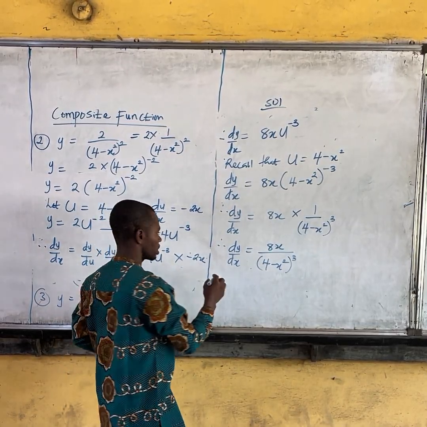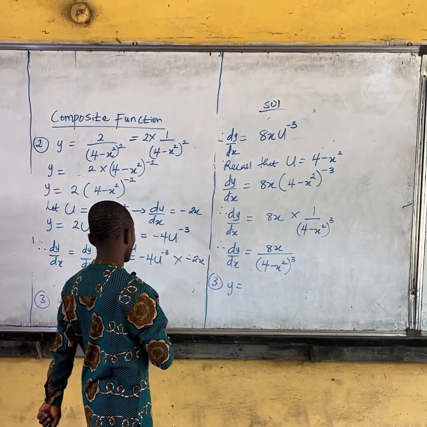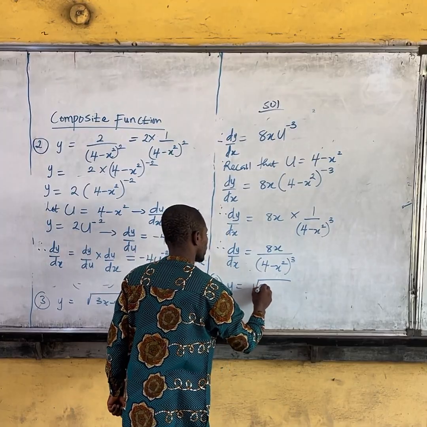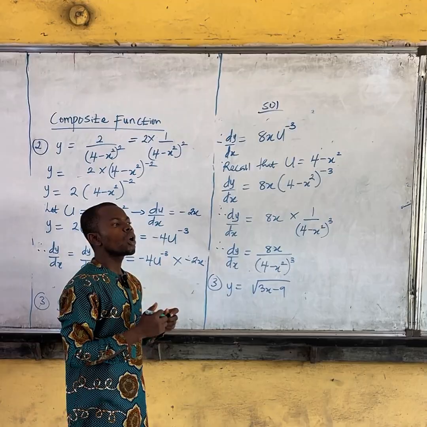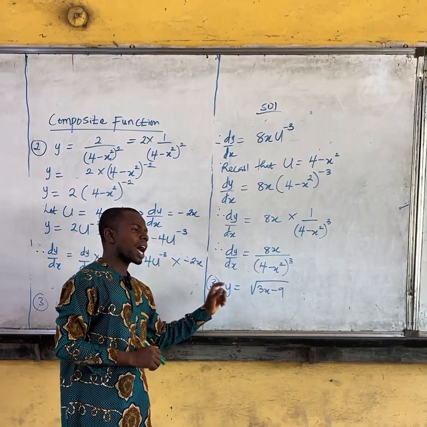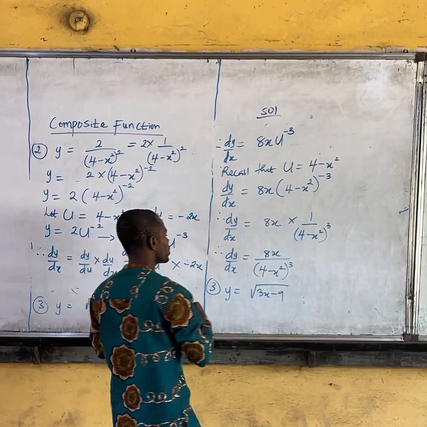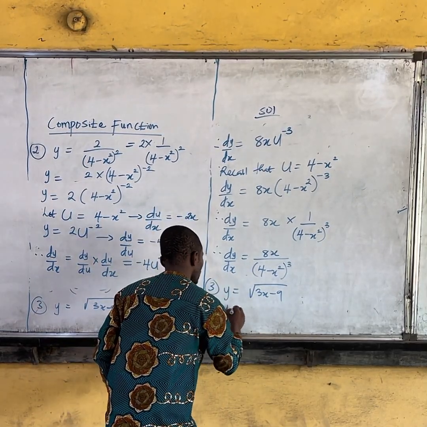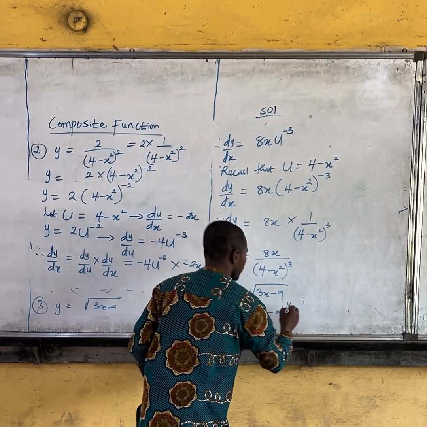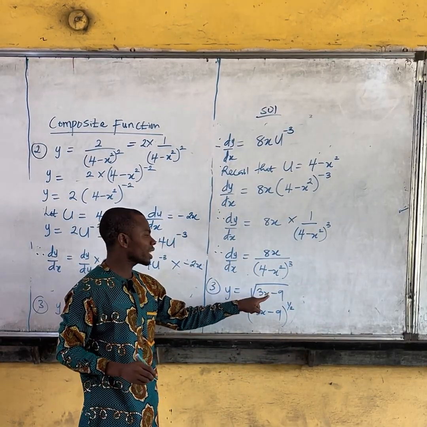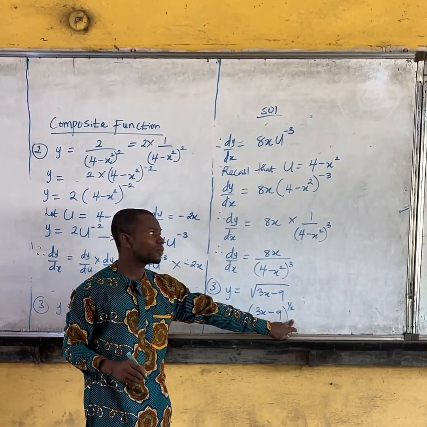For number 3, y equals the square root of 3x minus 9. Now, this one is also a composite function, although we are given it in the form of roots. And don't forget that square root means power half, according to the law of indices, which means I can rewrite this as y equals (3x minus 9) raised to the power of half. Power half means square root, because you cannot differentiate in the form of roots. It will be in the form of power before you can differentiate.